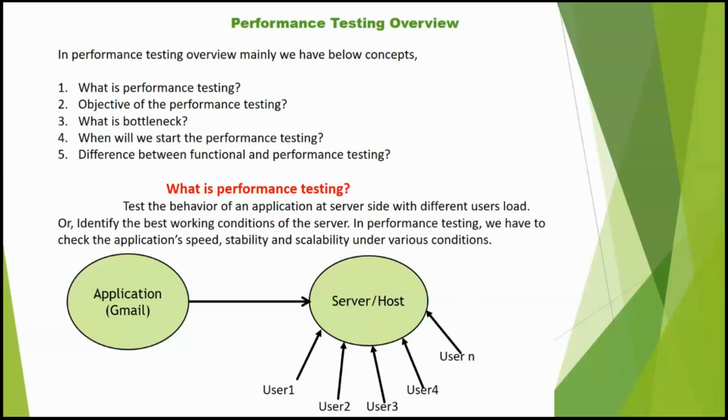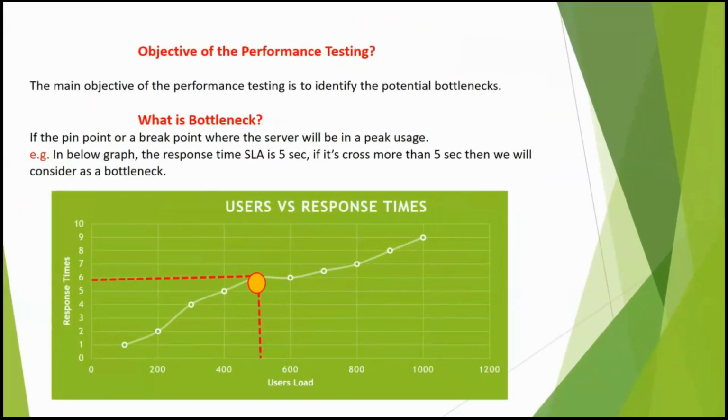The next one is the objective of performance testing. The main objective of performance testing is to identify the potential bottlenecks. The next concept is what is a bottleneck. A bottleneck means a pinpoint or a breakpoint where the server is at peak usage. For example, in the graph below, the response time SLA is 5 seconds. If it crosses more than 5 seconds, then we will consider it a bottleneck.